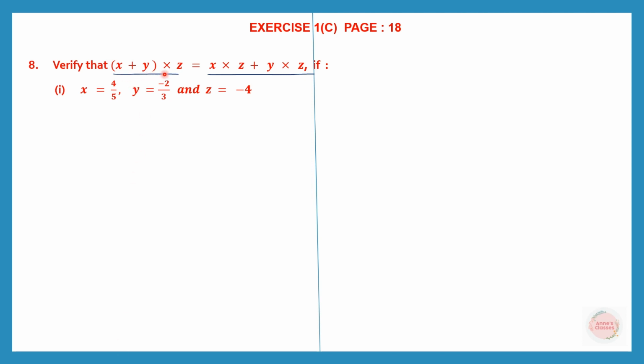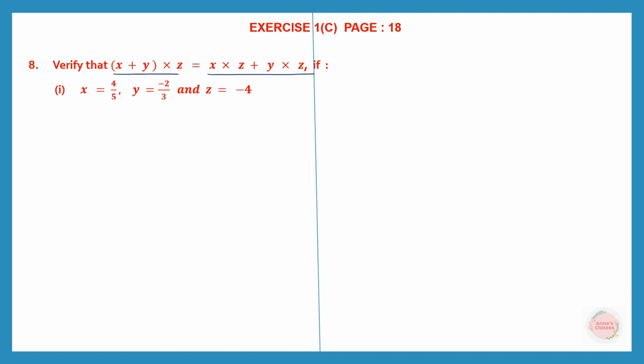When we have a multiplication like this, then how do we do this? We say z into x plus z into y. That's the same thing here, instead, z into x plus z into y. So we are going to verify that the left hand side is equal to the right hand side by substituting x as 4 by 5, y as minus 2 by 3 and z as minus 4.